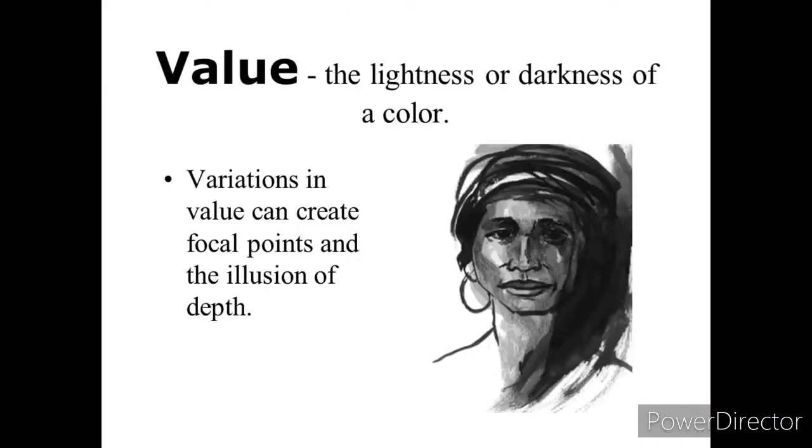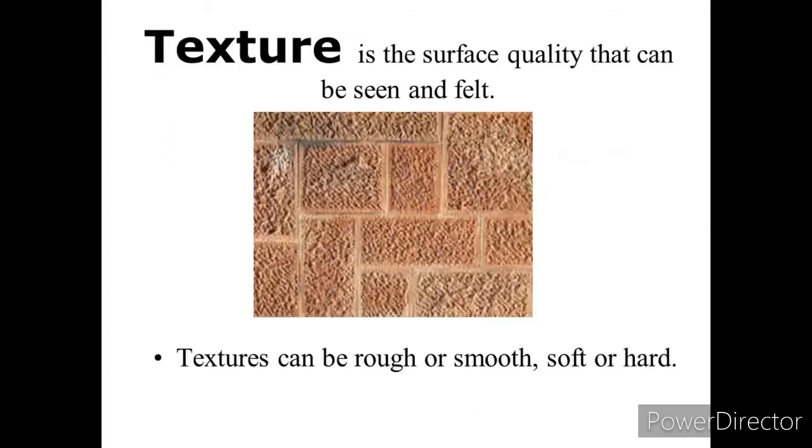Next is value, the lightness or darkness of a color. Variations in value can create focal points and the illusion of depth. Texture is the surface quality that can be seen and felt. Textures can be rough or smooth, soft or hard.